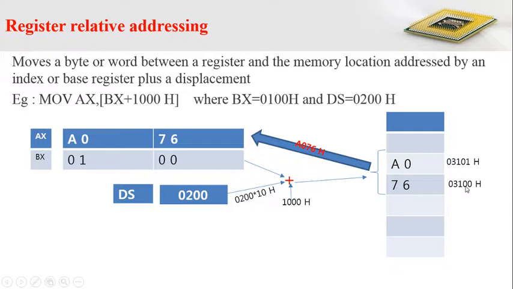Starting from this address, consider two consecutive bytes, that is 03100 and 03101, where we have the 16-bit information 76 and A0. So move this information to our 16-bit destination register AX: 76 to the lower byte and A0 to the higher byte. Okay, so after executing this is the status of our AX register.